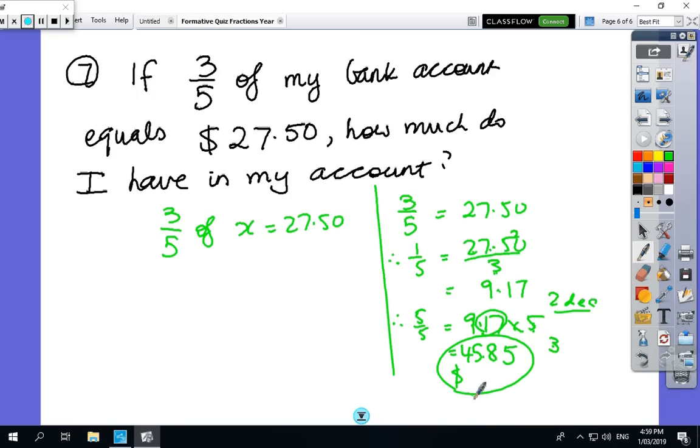If you're doing algebra, 3/5 of x equals $27.50. So x would be $27.50 divided by 3/5, which is $27.50 times 5/3. So instead of dividing by a number, you multiply by the reciprocal, and that equals $45.85 approximately. Okay, that's the end of that video. Bye.